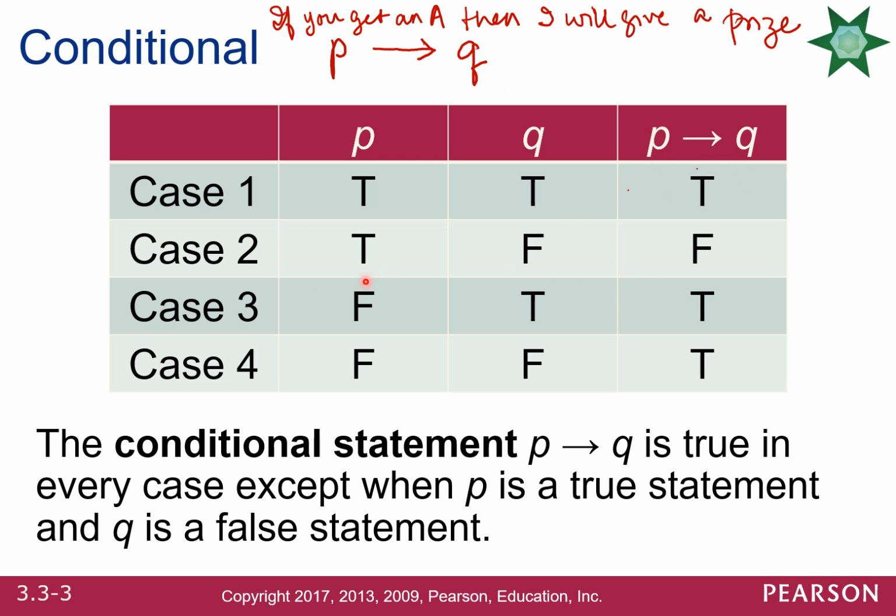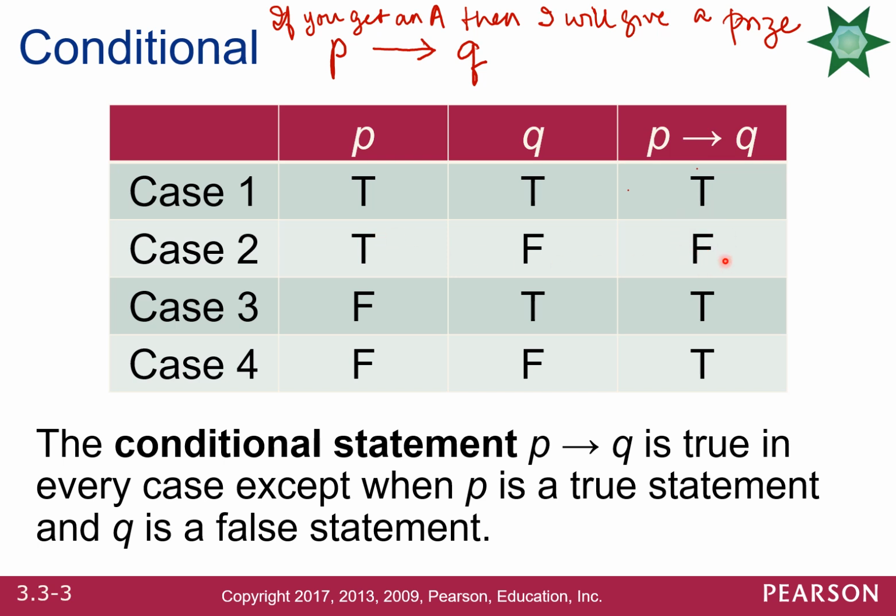In the second case, if you get an A but I don't give you the prize, what has happened? You have met the condition, but I didn't keep my promise. I didn't give you the prize even though you got an A, and that's what makes the conditional false.